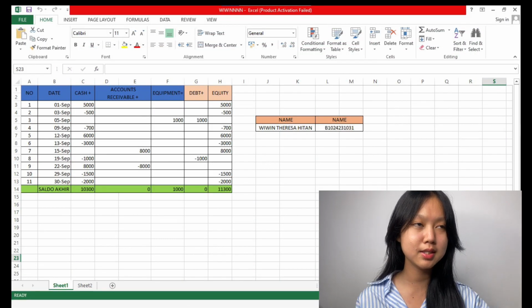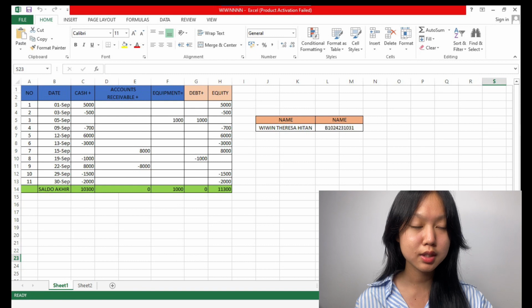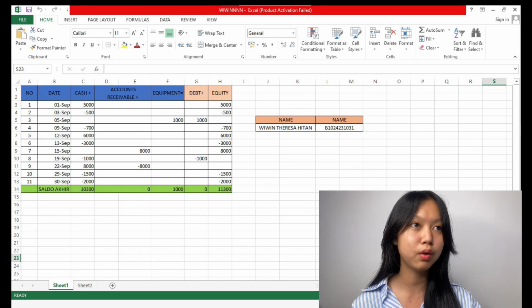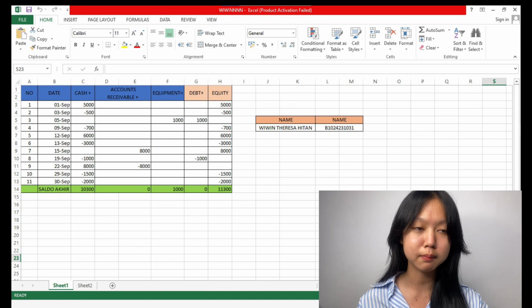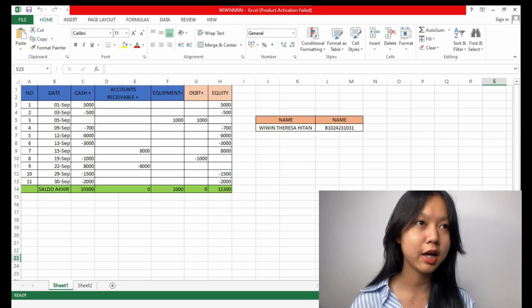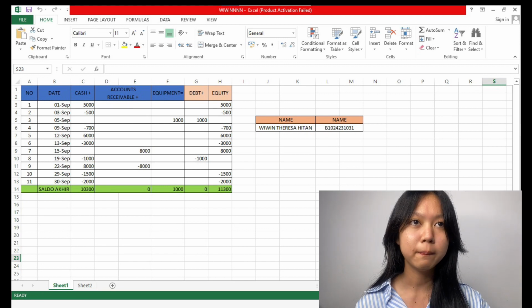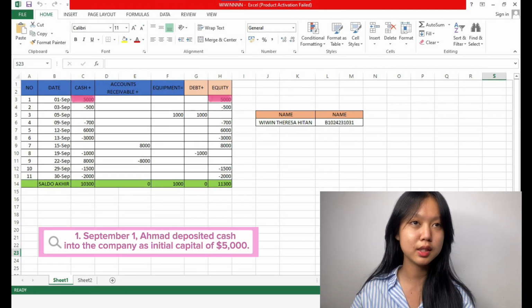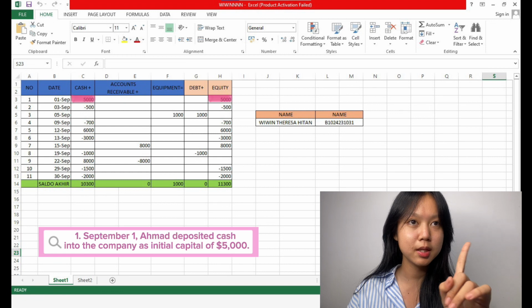So take a look at this. There is an accounting transaction table with 5 accounts, which is cash, account receivable, equipment, debt, and equity. And as we can see here, here is a result of my personal analysis from the accounting transactions that our lecturer has given. So we just go on the first transaction, which is on the 1st September.